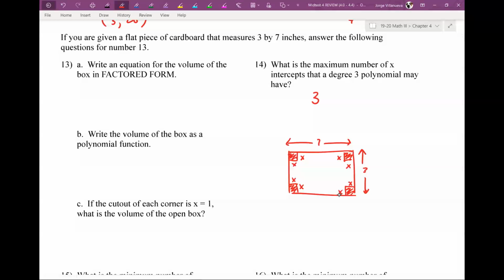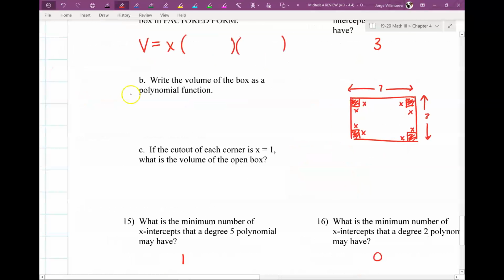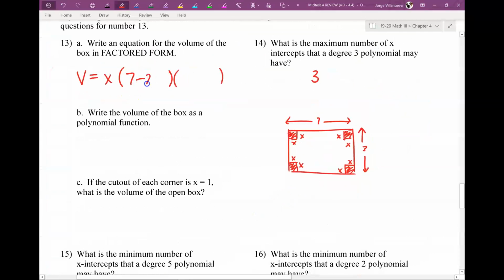So they say write an equation for the volume. Well, we start with x, and then we're going to need a length and a width. So the length, we can write it with a 7, right? But we're cutting out 2 x's. So we're going to write 7 minus 2x. And then for the width, it's 3, but we're cutting out 2 x's. So 3 minus 2x. And you're done. That's your volume formula. Don't forget to put the x in there. A lot of you guys forgot to put that extra x. Okay, don't forget to put the x in there.